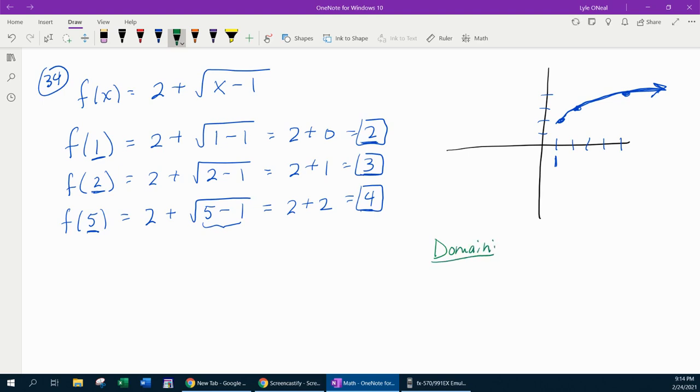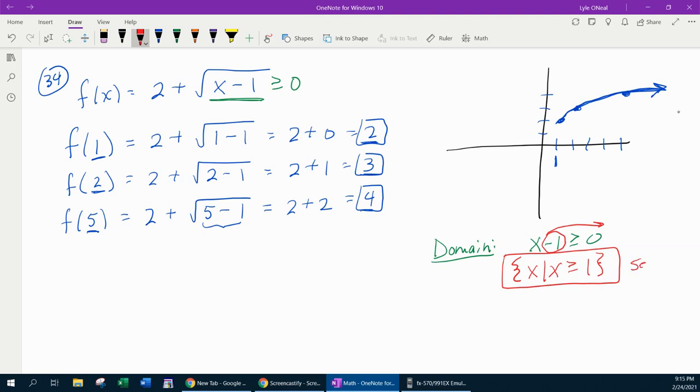Now, remember, for the domain, the restriction on the square root function says that the radicand must be greater than or equal to 0. And so I'm going to say x minus 1 greater than or equal to 0. And I'm going to solve for x. Moving the negative 1 gives me x is greater than or equal to 1. That's the restriction. To write it as the domain, you have to say the set of all x such that x is greater than or equal to 1.